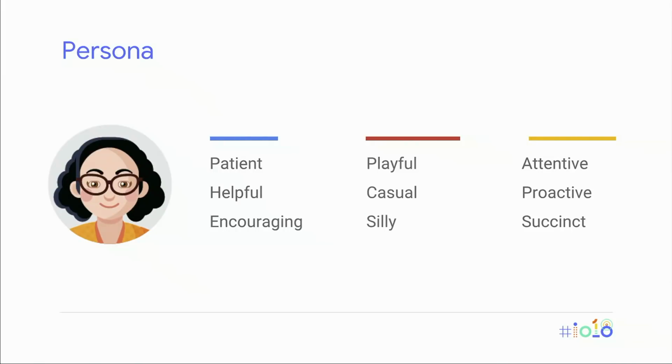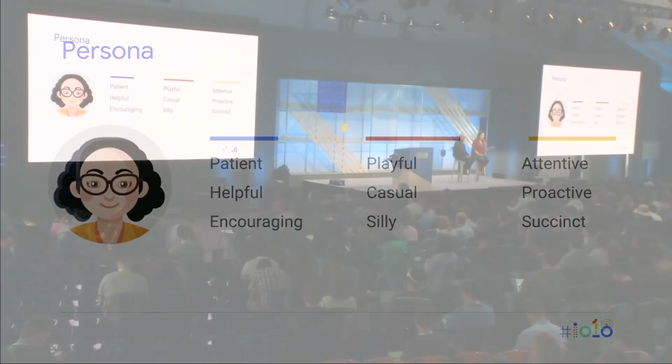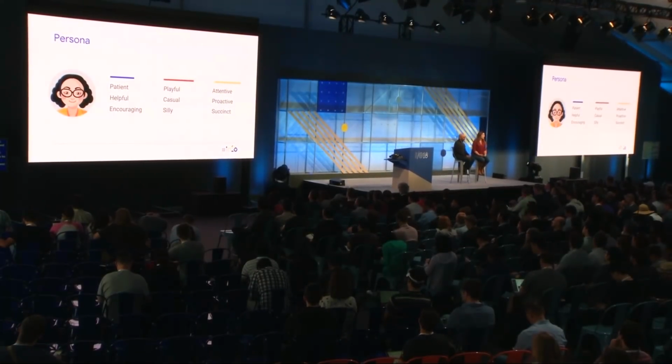Looking at these attributes, there are a couple of different options. The first might be a teacher, someone who's patient and helpful and encouraging. And then a friend might be playful, casual, and silly. Whereas a helper, you're going to want to be attentive and proactive and succinct. We recommend you define the persona at the design phase and then shape your conversation around it. It can make a big difference.